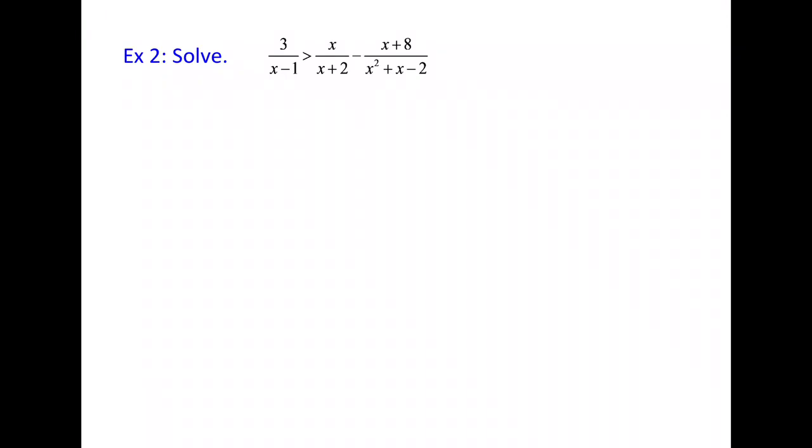Alright, here we go. So we are going to start by factoring because we have a quadratic that needs to be factored. So it looks like we get x plus 2 and x minus 1. You notice those same factors occur in the other two fractions. So we're going to multiply everything through by the common denominator of x plus 2 and x minus 1. And I will once again show all of my work. So 3 divided by x minus 1 is being multiplied by x plus 2 times x minus 1.